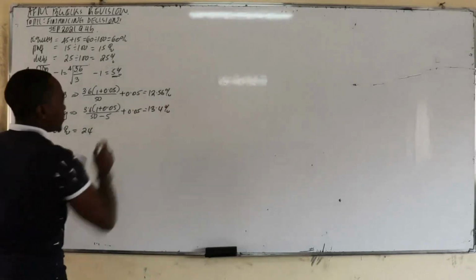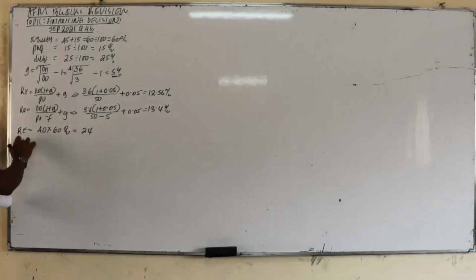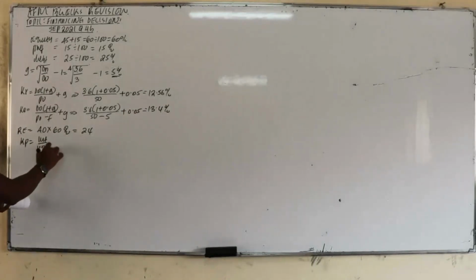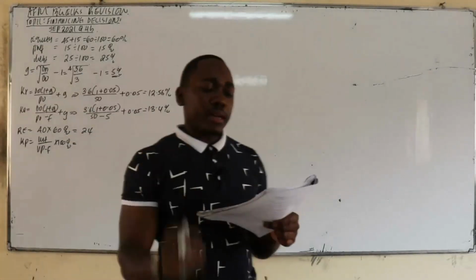About 10.4%. Then we have preference share capital. So we determine the cost of preference. The cost of preference is the interest over the value of the preference minus flotation, in case there is any. Then you multiply by 100%. So that new preference share will be issued at 11% coupon rate.